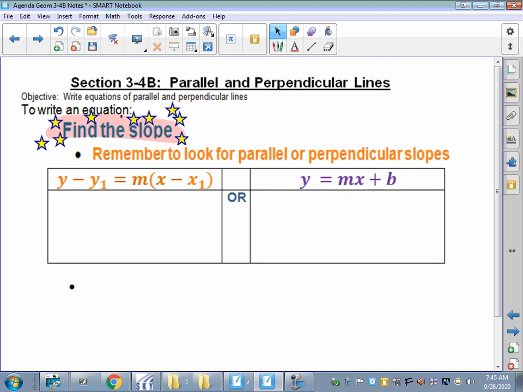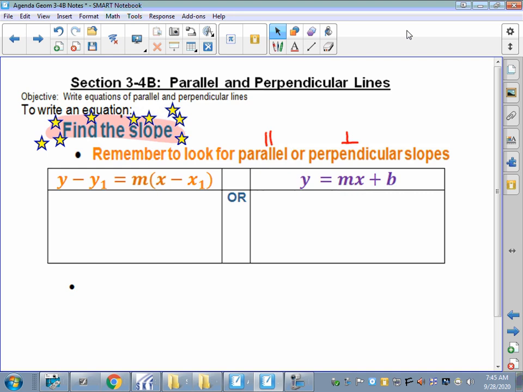Next thing, remember, use that parallel and perpendicular information. If you are an abbreviator, feel free to use the symbol for parallel and the symbol for perpendicular and the M for slope if you prefer, as long as you understand what it is that you are writing down. You don't have to write out full sentences. There's two ways to do these problems.